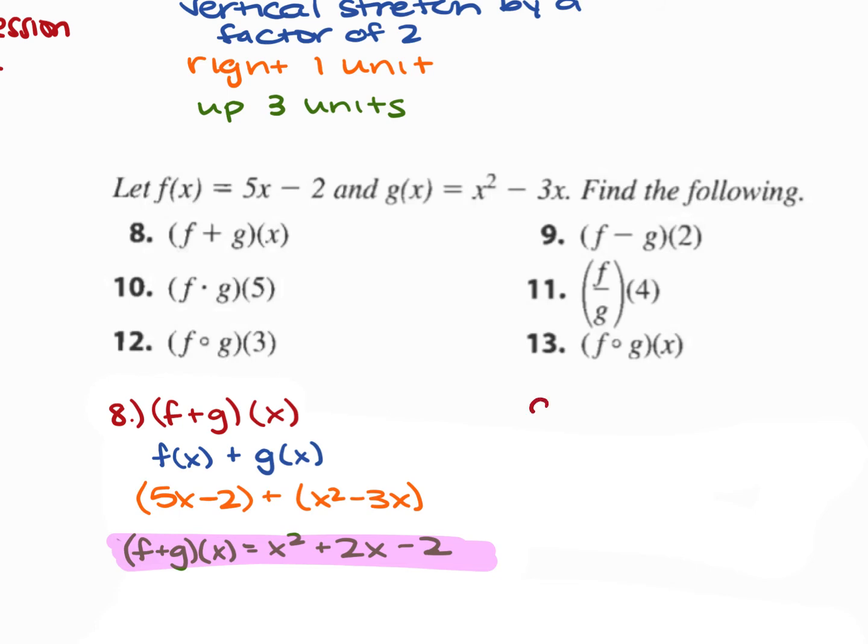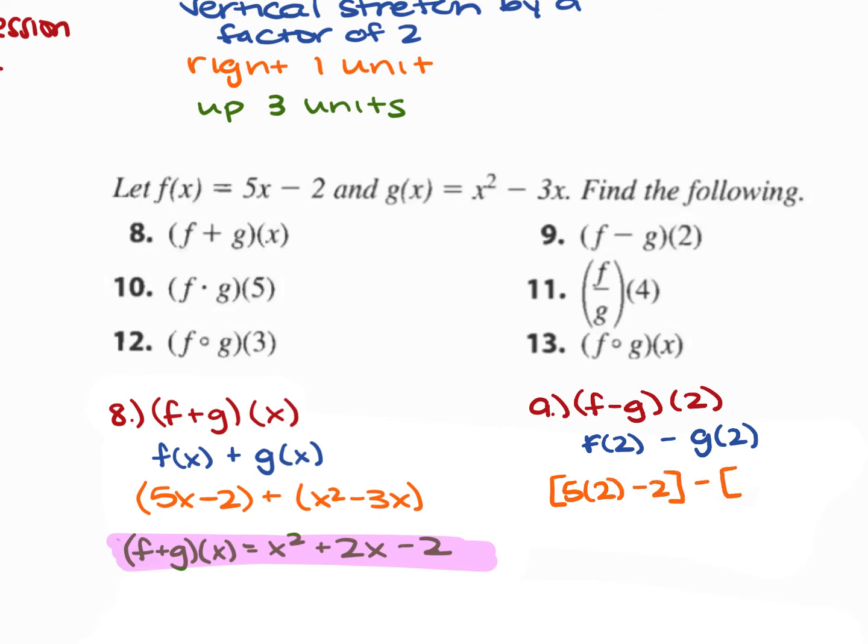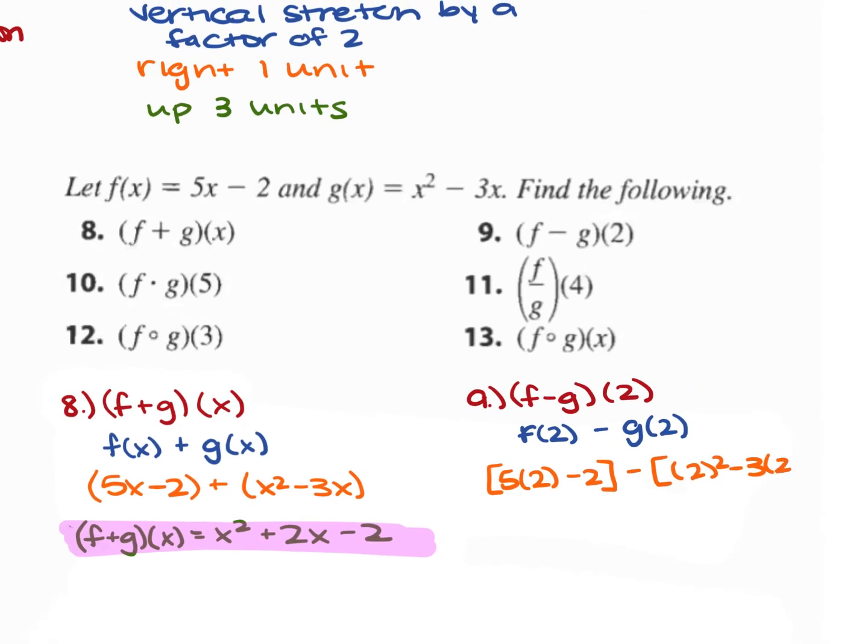For number 9, we're doing f minus g of 2. So we're going to do f of 2 minus g of 2. F of 2 is going to be 5 times 2 minus 2. G of 2 is going to be 2 squared minus 3 times 2. The 5 times 2 gives us 10 minus 2 in the first set of brackets, which become parentheses. The 2 squared is 4. The negative 3 times 2 is negative 6.